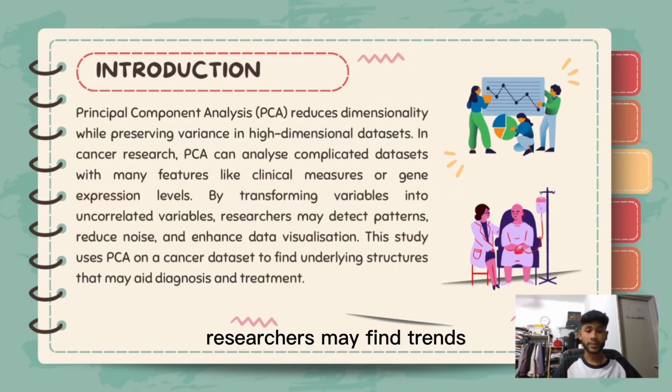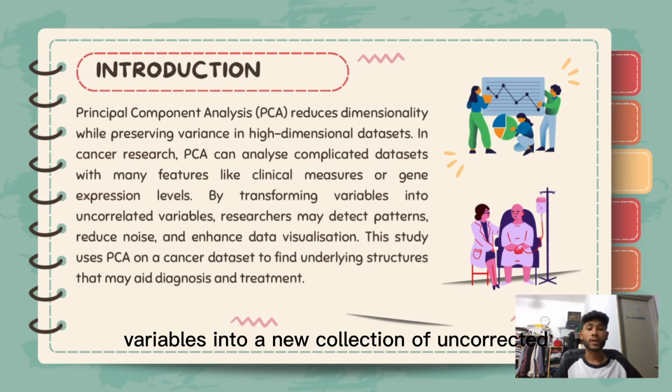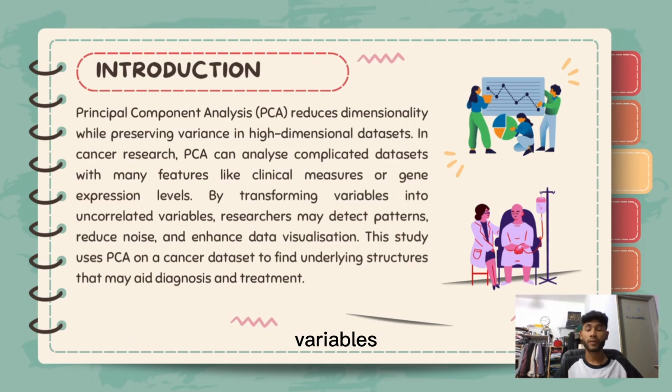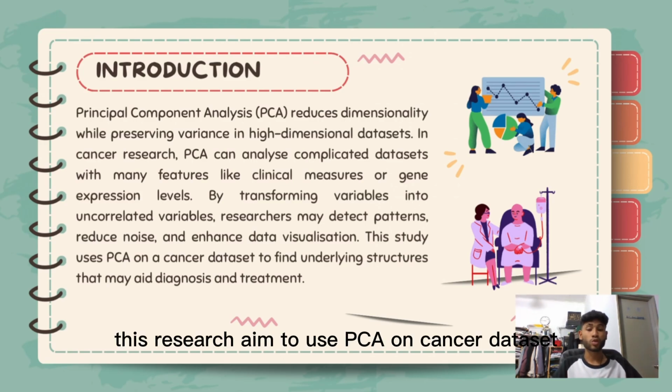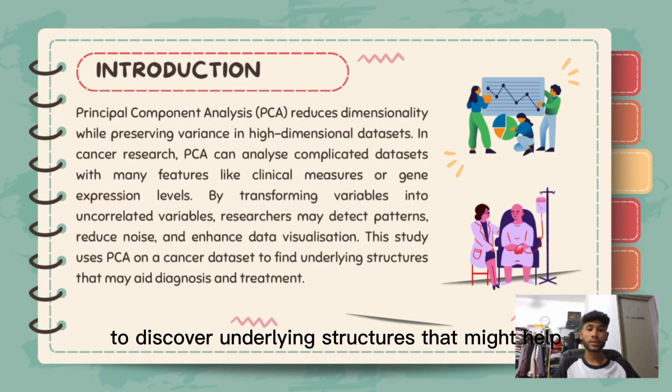Researchers may find trends, cut down on noise, and improve data visualization by converting the original variables into a new collection of uncorrelated variables. This research aims to use PCA on cancer datasets to discover underlying structures that might help with diagnosis and therapy approaches.